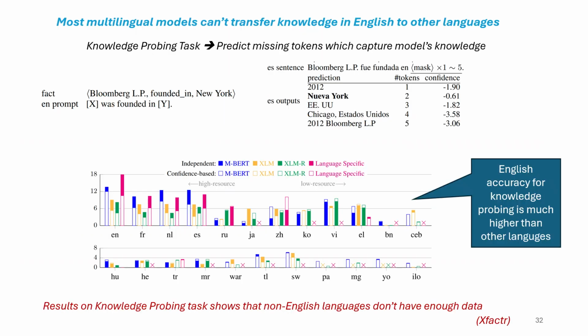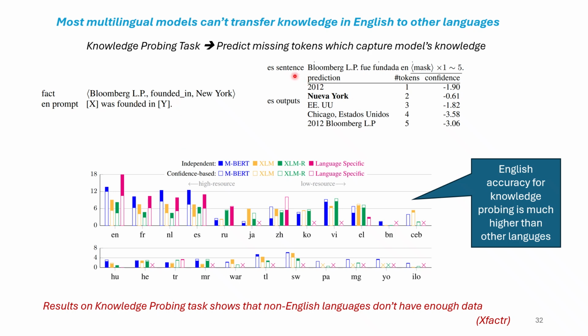As an example to illustrate this limitation of multilingual models not being able to transfer from English, we can look at these knowledge probing tasks. In this case, this is an example from X Factor. Here you have these English prompts, these facts like Bloomberg LP, founded in New York. This is a tuple, and this can be serialized as an English prompt, X was founded in Y. Now the task is, given the prefix, predict the token Y, right?